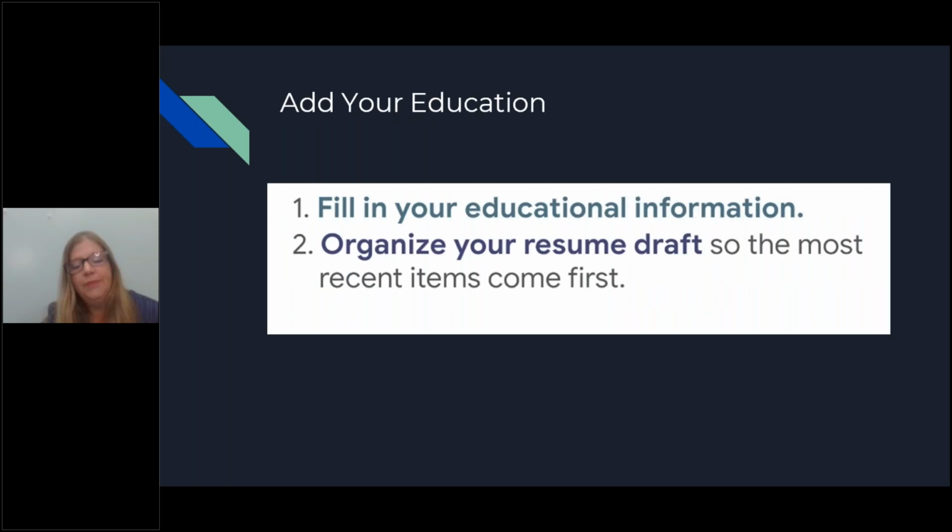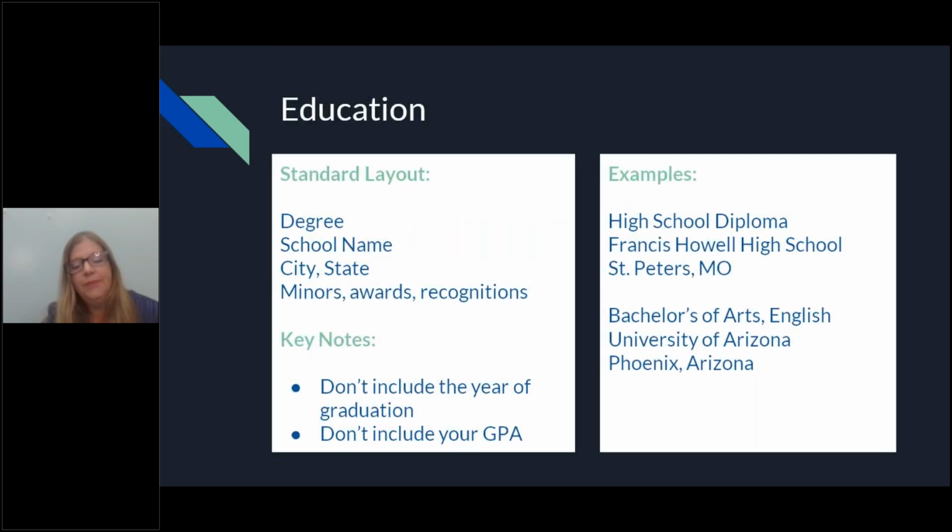it's important that you go ahead and get this on your draft resume. And then the standard layout for that would be your degree, your school name, your city and state, and then you could list your minor, any awards or recognitions. Awards and recognitions can also be a separate section in your resume, but if you graduated with honors, you can mention it quickly there.